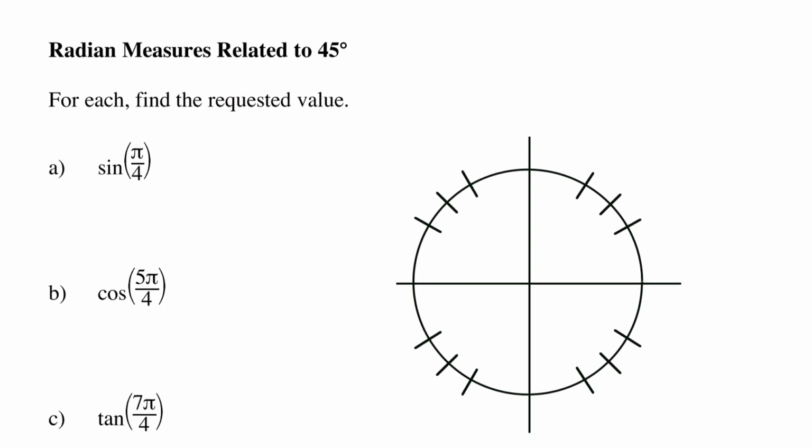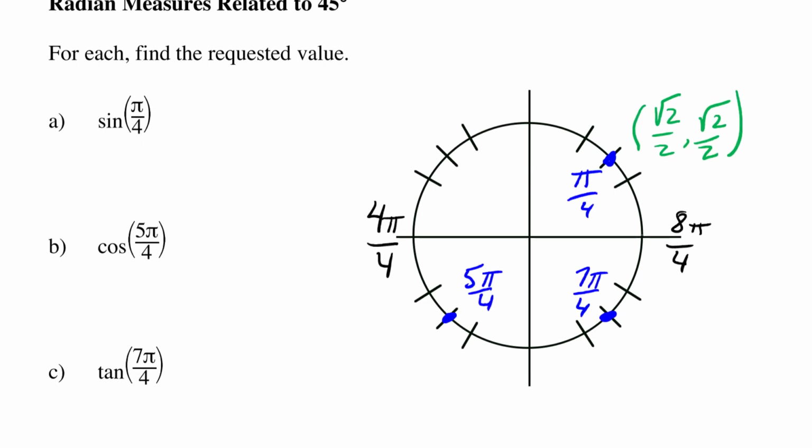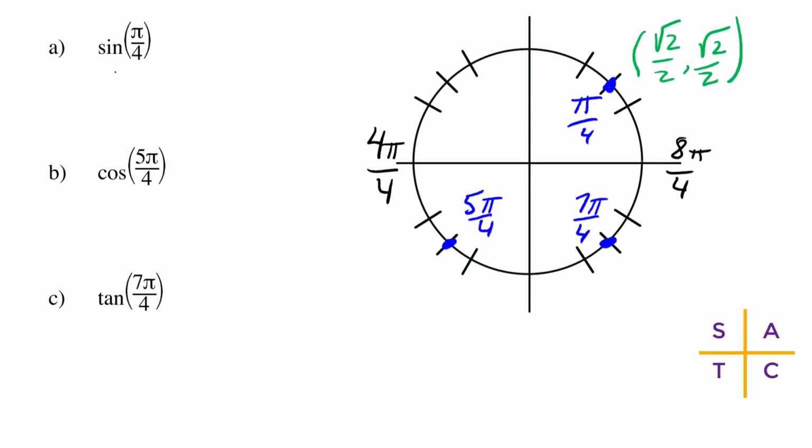Let's do the same thing now for 45 degrees. Again, starting with the pi and the 2 pi written with a denominator of 4. And we know that the ordered pair for 45 degrees is the square root of 2 over 2 for both x and y. Pi over 4, quadrant 1, is positive. Sine is the y value, it's the square root of 2 over 2.